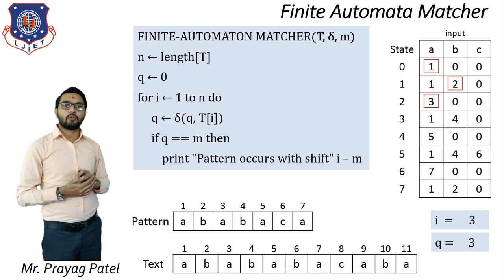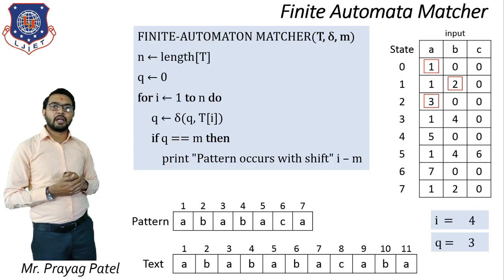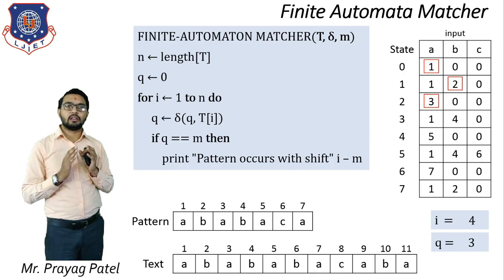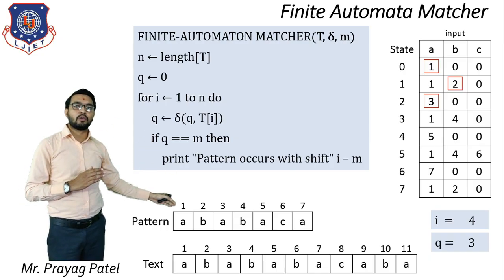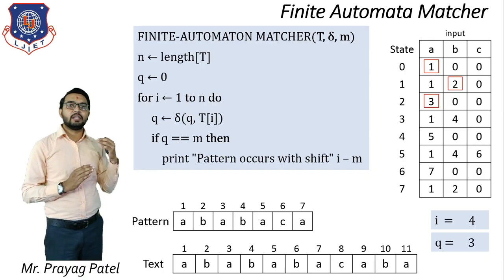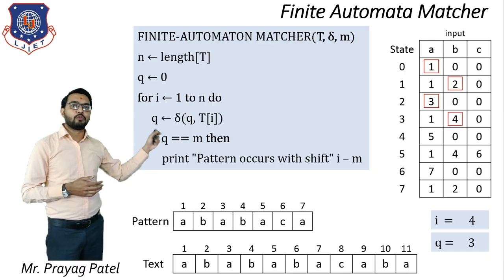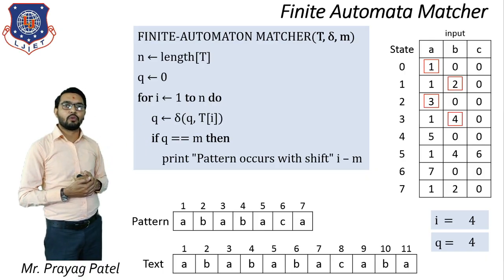Now change the value of q to 3. Now increment I to 4. Find 3 and the text fourth location, which is b. So find 3b, and the 3b value is 4. So consider the value q equal to 4.